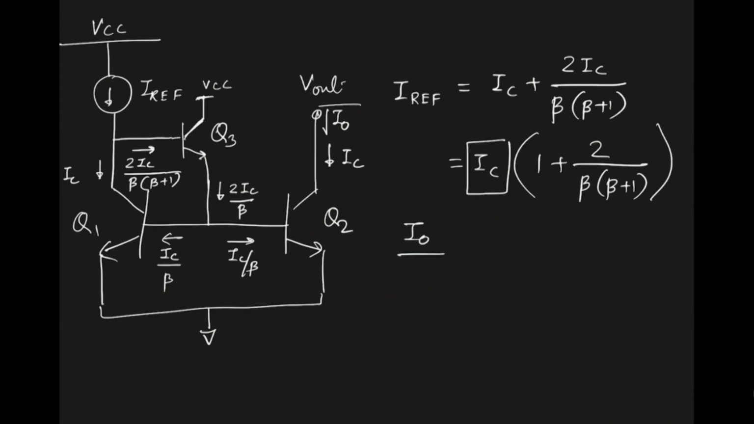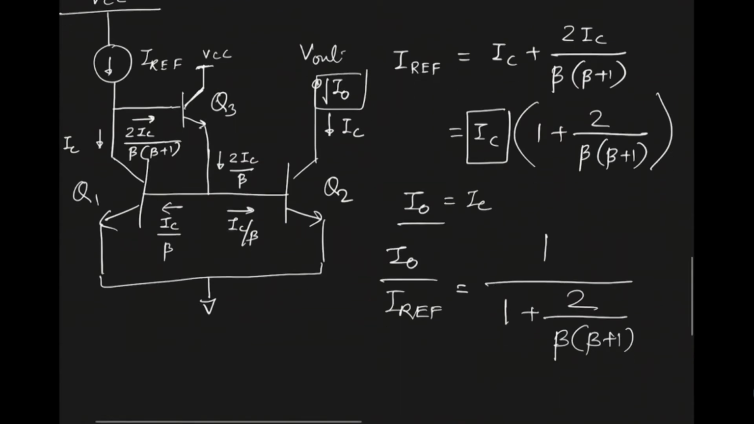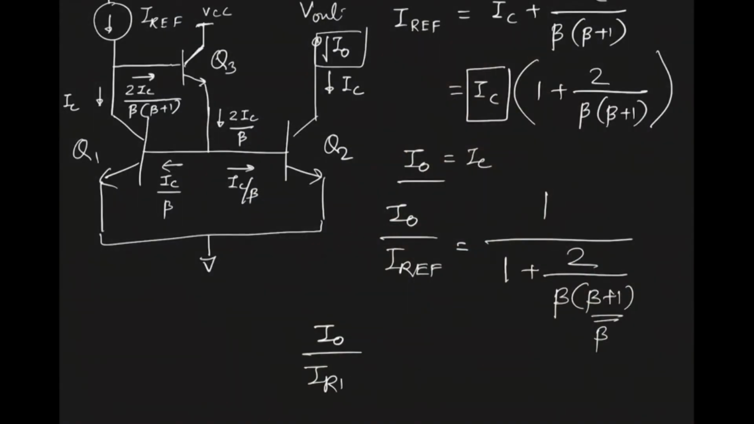And this IC is the I out that we expect, and this is your V out. This I0, which is equal to IC, and I0 divided by IREF will be equal to 1 divided by 1 plus 2 divided by beta and beta plus 1. Okay. And we can now approximate that beta and beta plus 1 are about the same value. So if beta is 100, then 100 plus 1, which is 101, is the same as 100, close enough. So we can say that I0 divided by IREF is approximately 1 divided by 1 plus 2 divided by beta square.